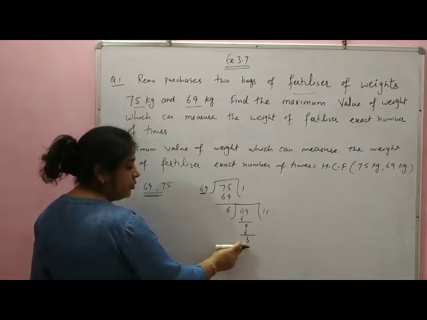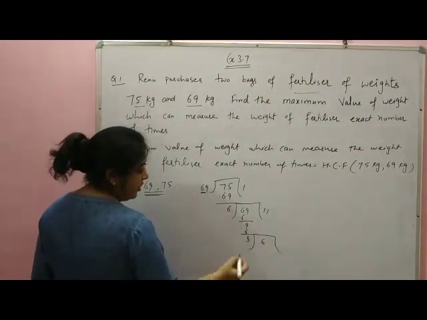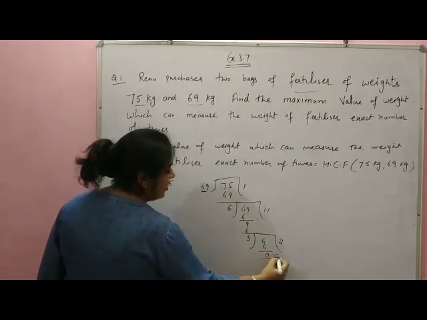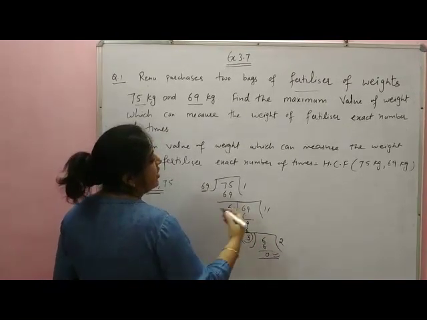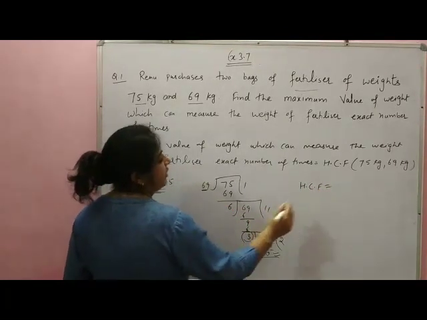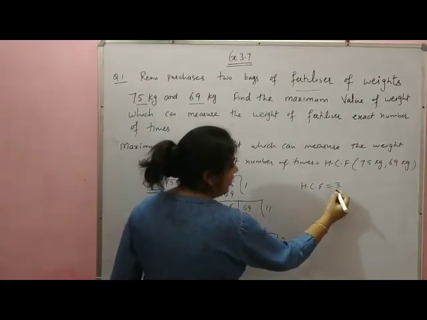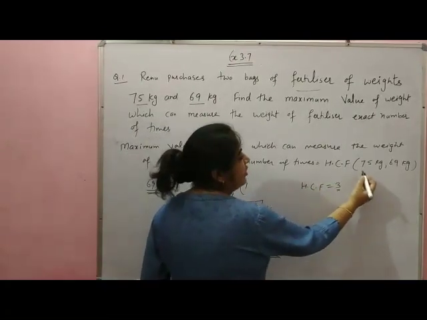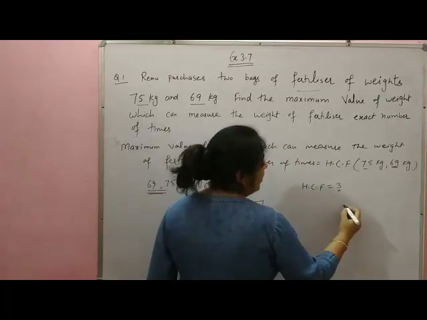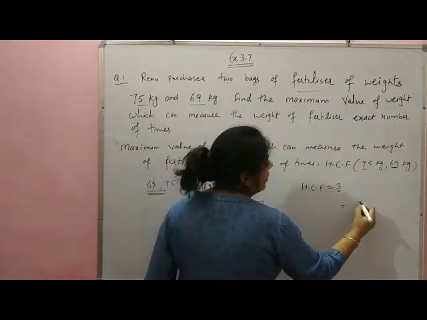Same way, we will use the remainder as a divisor, and take this divisor inside. Now 3 2s are 6, and we are getting the remainder 0. Now the last divisor is your HCF. So what is the last divisor here? 3. So the HCF is 3. It means 3 is the highest common factor which will divide them an exact number of times. So the maximum value of the weight which can measure these two weights exactly is 3 kg.